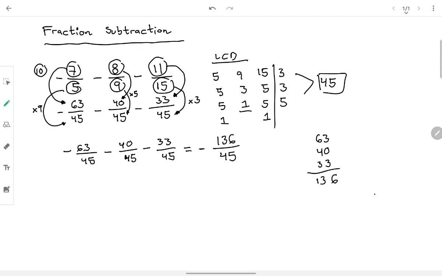But in this case, 136 and 45 don't have common numbers to divide, or are not divisible by the same number. So this will be our final answer, negative or minus 136 over 45. Remember, you can leave this as an improper fraction. You can also transform it to a mixed number. But in common use, we can leave it as an improper fraction.